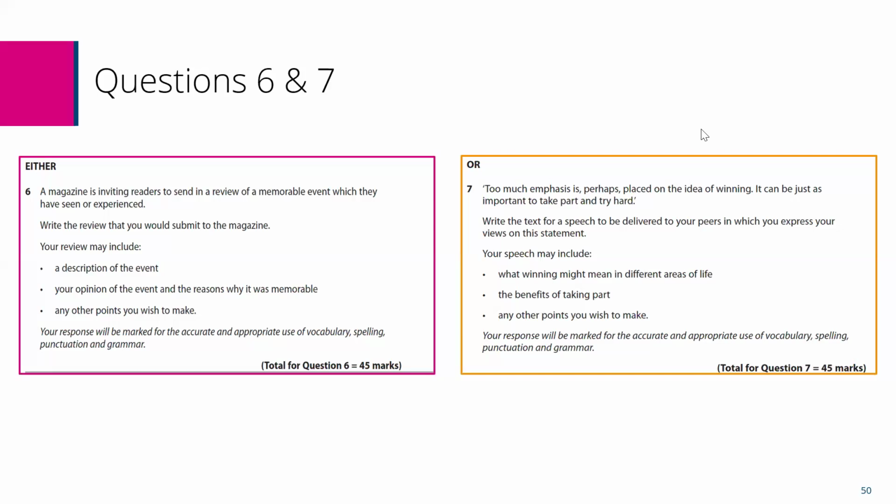Too much emphasis is perhaps placed on the idea of winning. It can be just as important to take part and try hard. Write the text of a speech to be delivered to your peers in which you express your views on this statement. Your speech may include what winning might mean in different areas of life, the benefits of taking part, and any other points you wish to make. And again, that's signposting to the AO5.